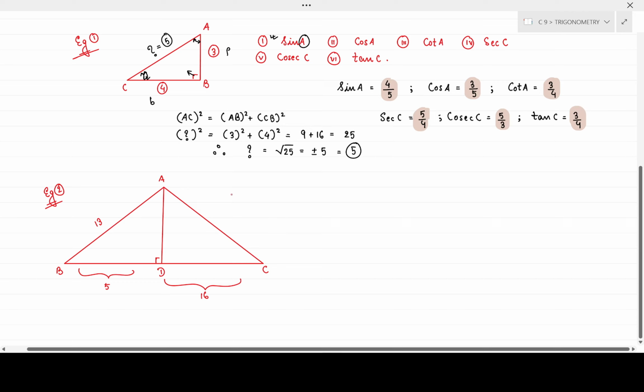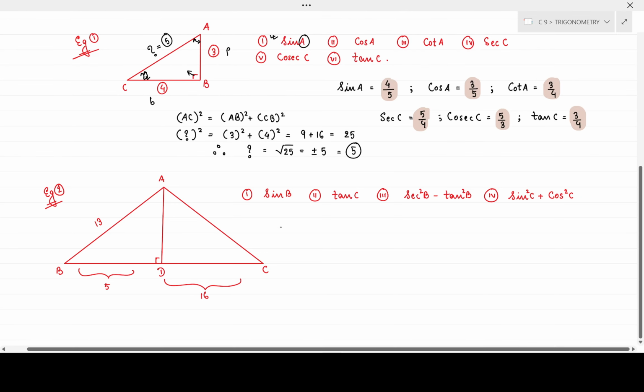Now from this given data, you need to find out the values of the first part, sine of D, second part, tan of C, third part, sec square B minus tan square B, fourth subpart, sine square C plus cos square C.